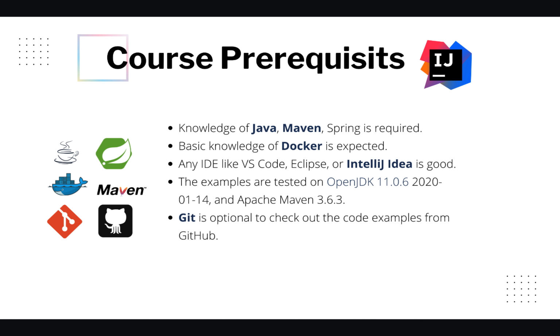There are certain prerequisites to get started with this course and get the best out of this tutorial. You are expected to have basic knowledge of Java, Maven, and Spring. A basic idea about Docker and how to run a container is also expected. If you have a handy IDE like VS Code, Eclipse, or IntelliJ IDEA, then it's good. All the sample examples are tested on OpenJDK 11 and Apache Maven 3.6.3. Optionally, if you have Git installed, you can check out the sample codes from GitHub and try them out yourself.